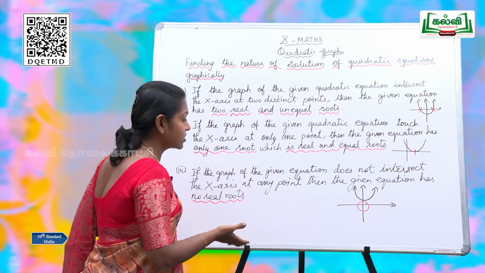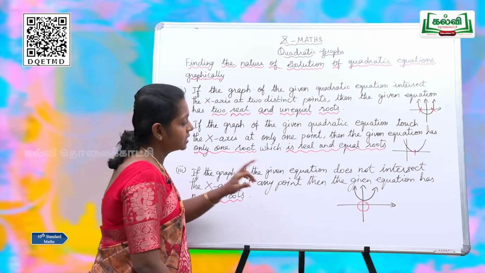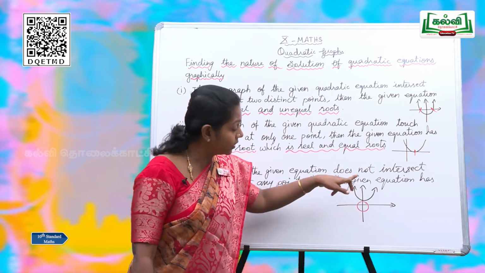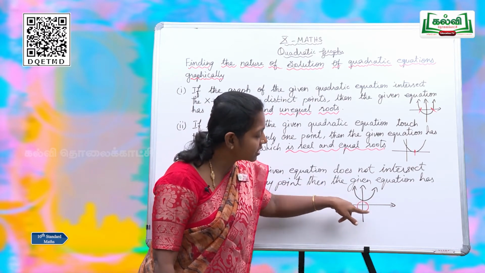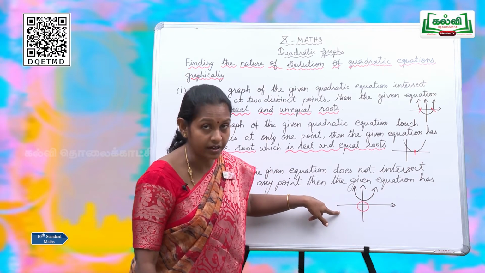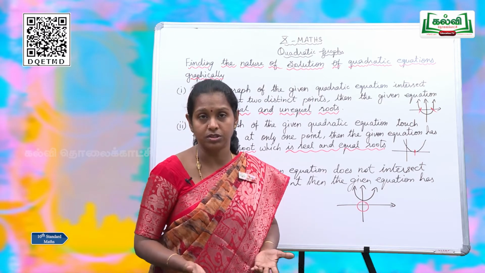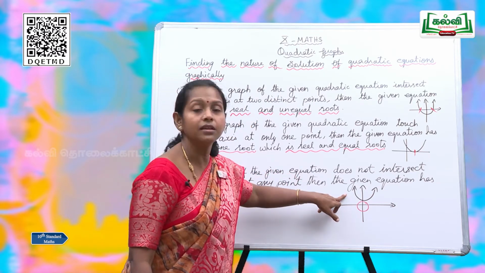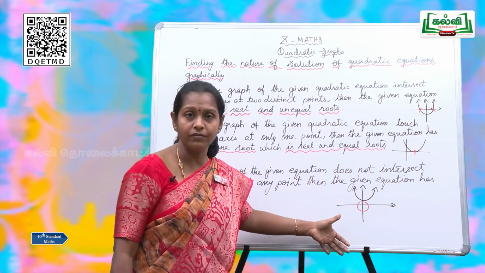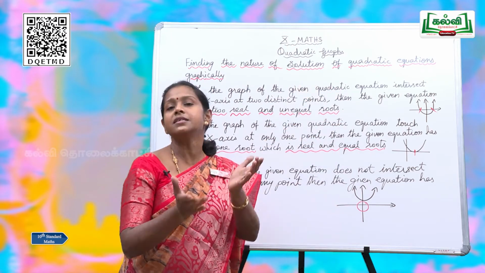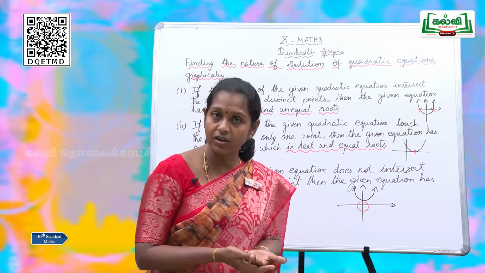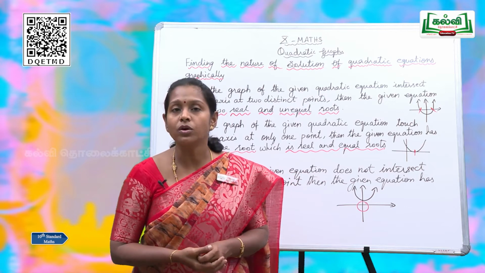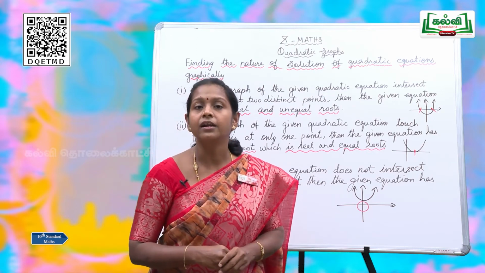Next, if the graph of the given equation does not intersect the x-axis at any point, then the given equation has no real roots. Here, x-axis and y-axis are there. See the parabolic curve. This curve does not touch the x-axis anywhere, correct? That means there are no real roots. No roots at all. So this is the third one. So when you see the parabolic curve itself, you can easily identify whether it has real roots or not, equal or unequal. That is what we are going to plot on a graph and learn.